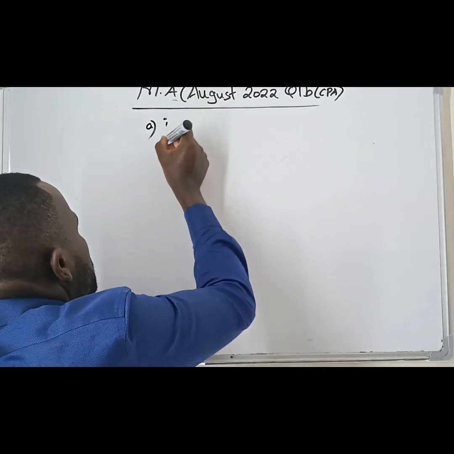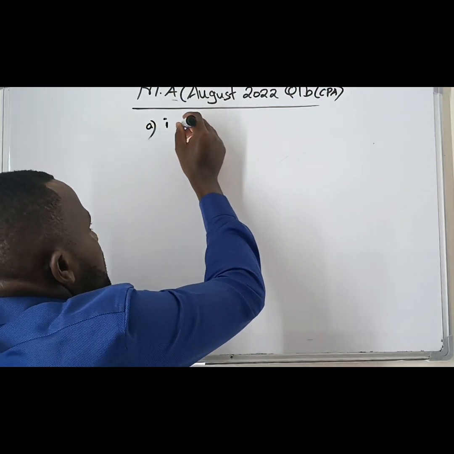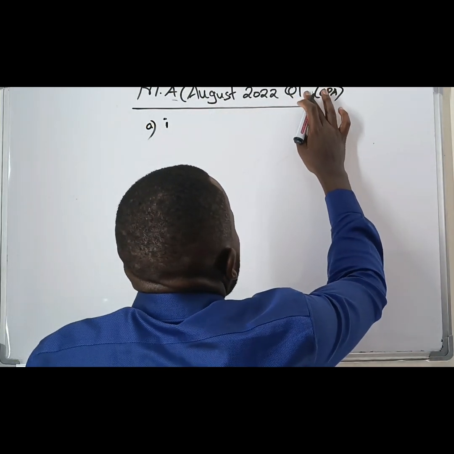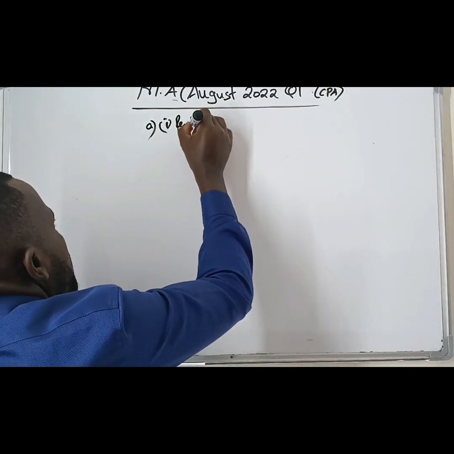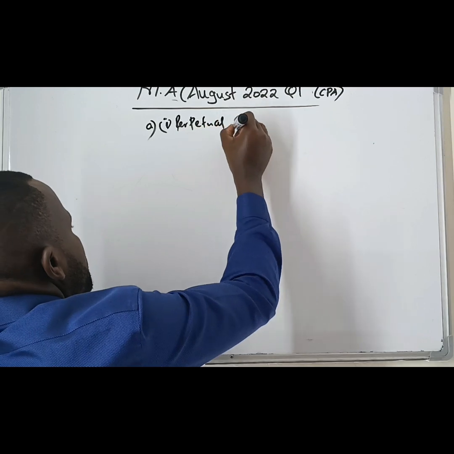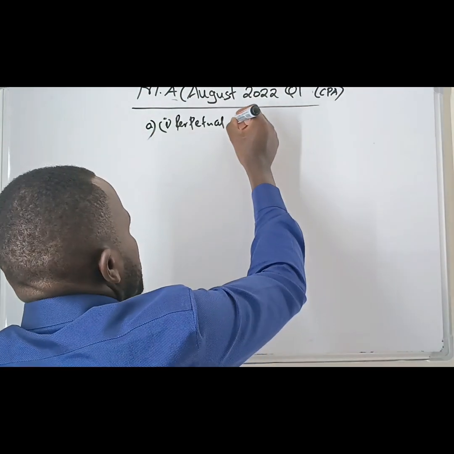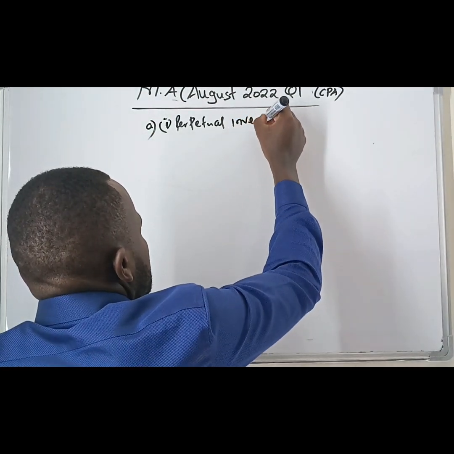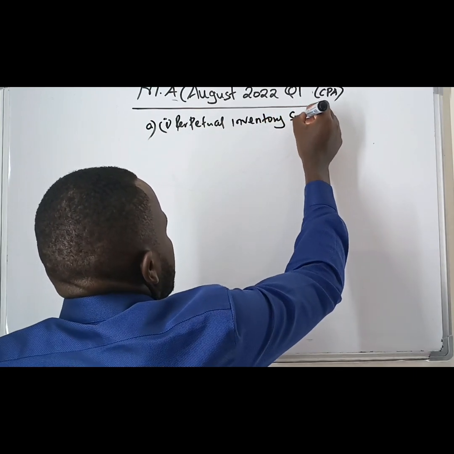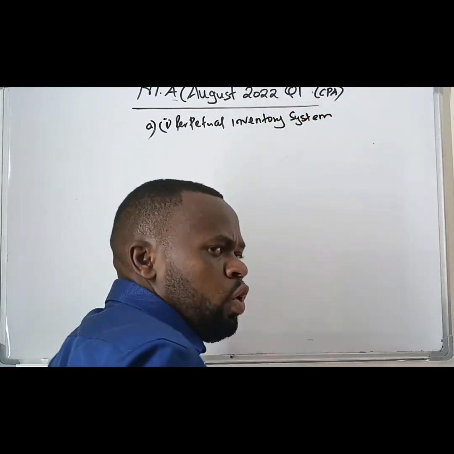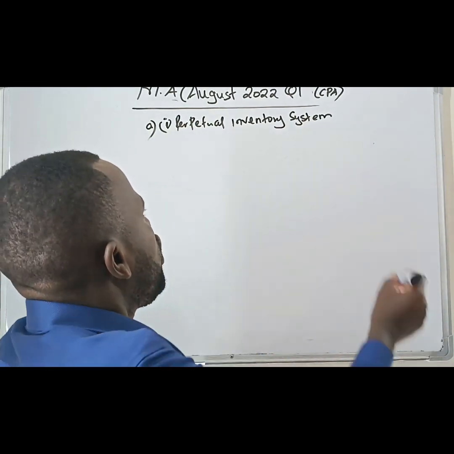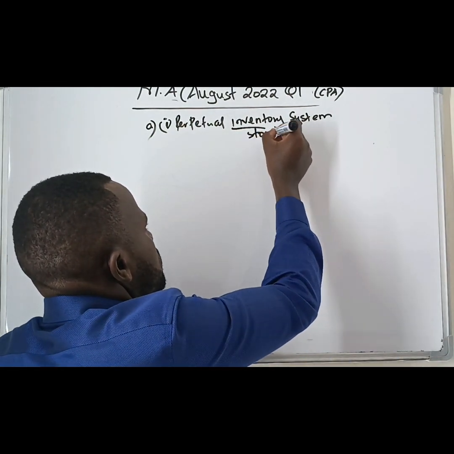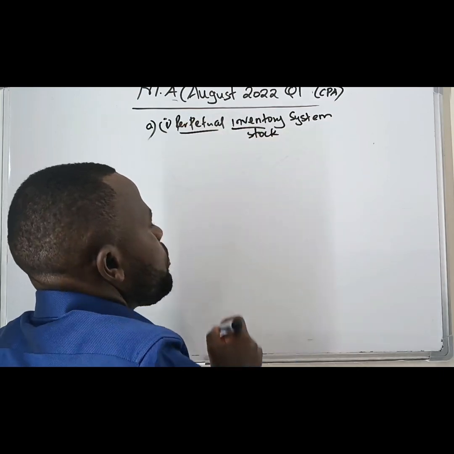So let me talk of part A first. Let me start with the question. I'll do the whole A and B. So part A, Roman 1, is perpetual inventory system. What is inventory? Inventory is stock. What does the word perpetual mean?